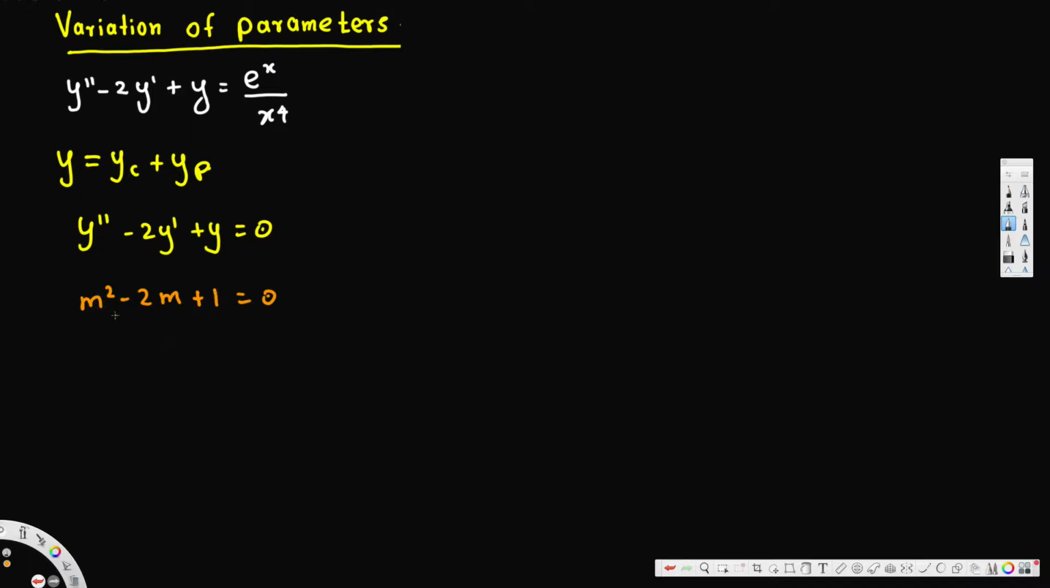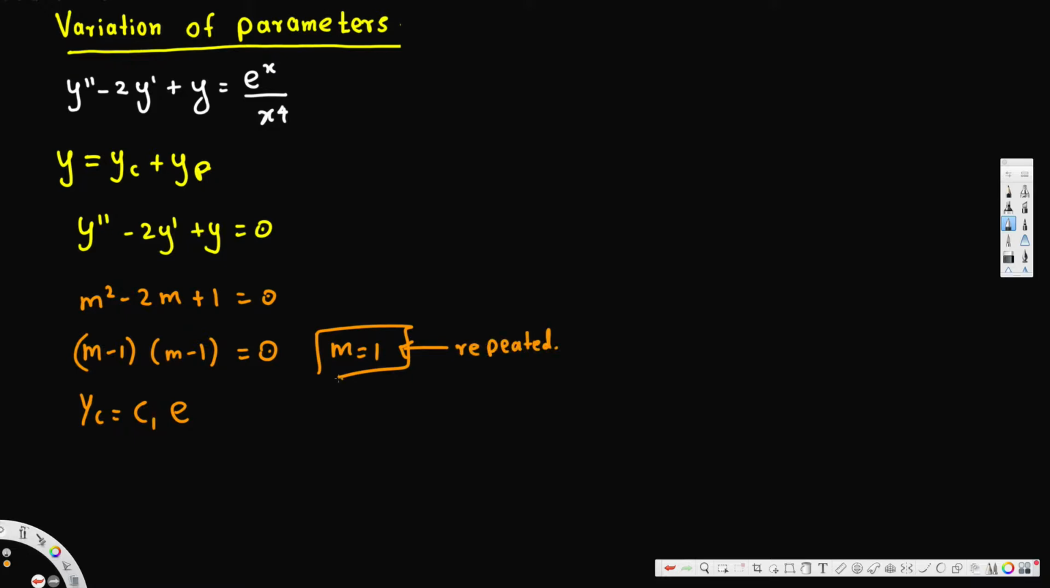Now we have to factor this one. Here you can see the factor of this one is m minus 1, m minus 1. Here these are repeated real roots. So the complementary solution is going to be this pattern: C1 e power, here m is equal to 1, m is equal to 1 repeated. So whenever we have repeated real roots, we put the power 1 for the first, e power x, and for c2, we multiply this one by x, and then e power x. Okay, this is our complementary solution.